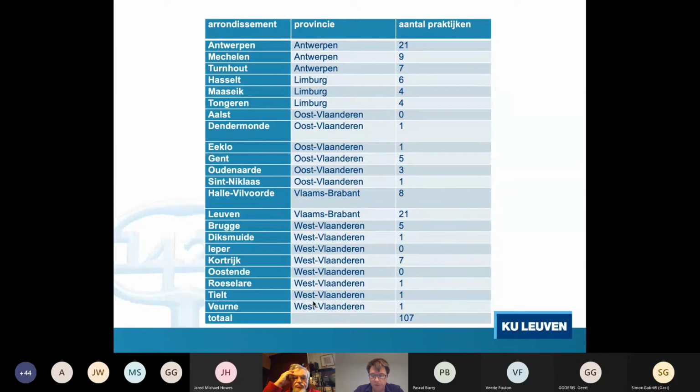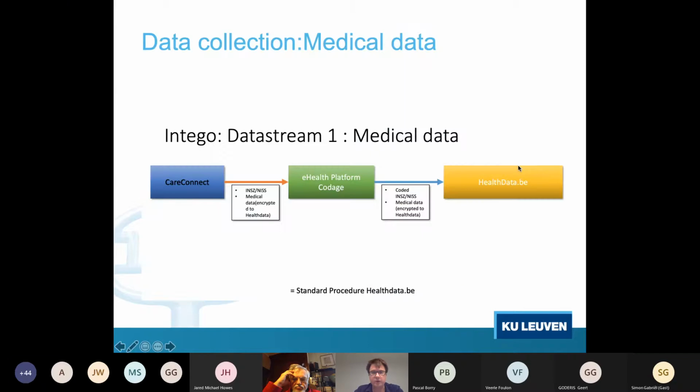We needed to recruit more practices. We started with around 45 GP practices, and we recruited more than double, just to increase our data network.